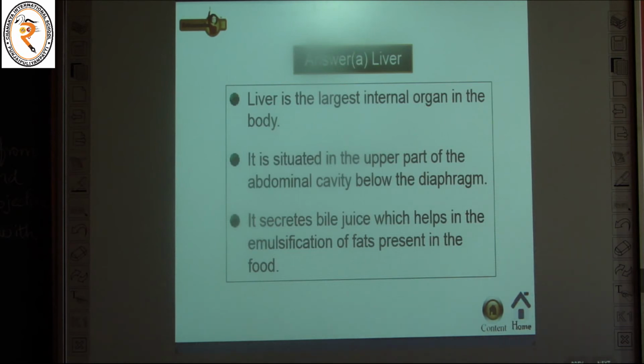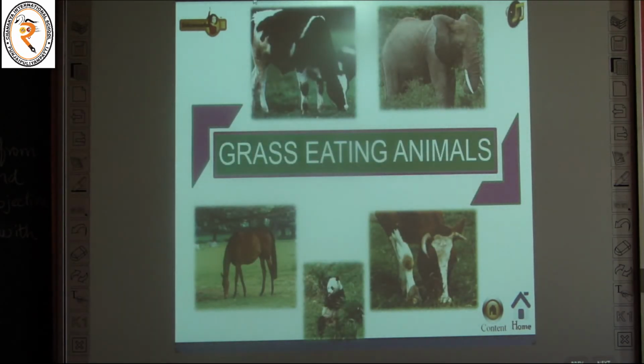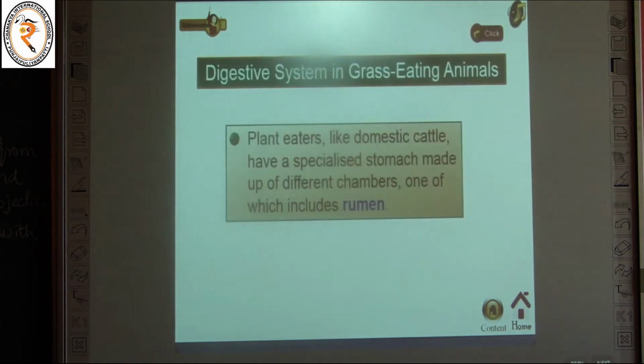The next one. Grass-eating animals. We already know what they are: they are also called herbivores. Why? Because they eat only plants and plant products. The examples are cow, buffalo, and horse. Now we will discuss how food is digested in grass-eating animals. See, the digestive system in grass-eating animals.